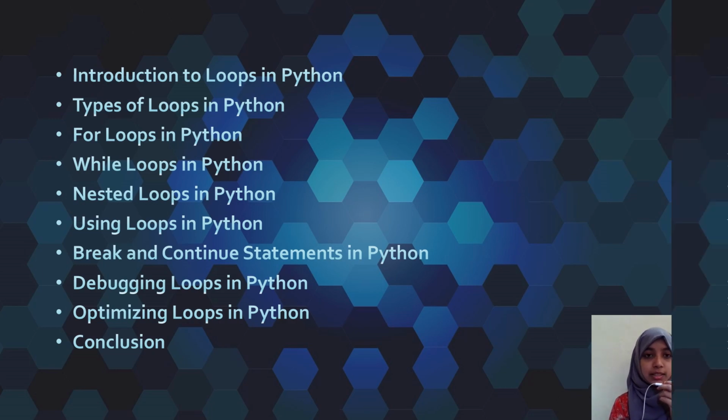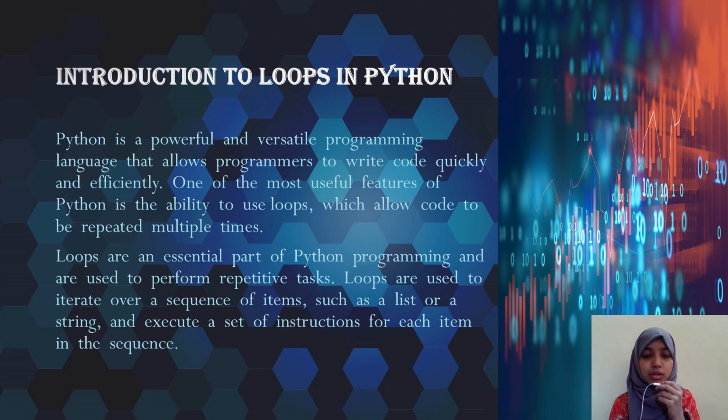So let's get started with the introduction to loops in Python. Python is a powerful and versatile programming language that allows programmers to write code quickly and efficiently. One of the most useful features of Python is the ability to use loops, which allow code to be repeated multiple times. Loops are an essential part of Python programming and are used to perform repetitive tasks. Loops are used to iterate over a sequence of items such as a list or a string and execute a set of instructions for each item in the sequence.